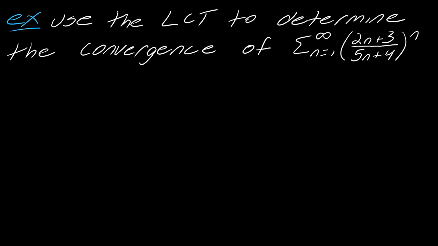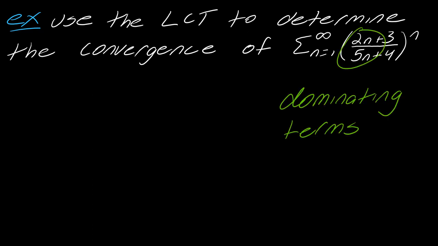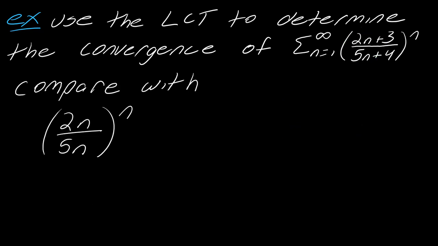Once again, just to come up with a series that is maybe a little easier to work with but related to the series that we're starting with, I just want to look at the dominating terms here. Inside the parentheses, that's going to be 2n and 5n, all of that to the nth power. So what I want to do is compare this series with (2n over 5n) to the nth. If I simplify this, I can cancel out the n's, so this is really just (2 over 5) to the n. This is a little easier to work with than the original series, and I can make some conclusions about convergence if I wanted to, but we're using the limit comparison test.